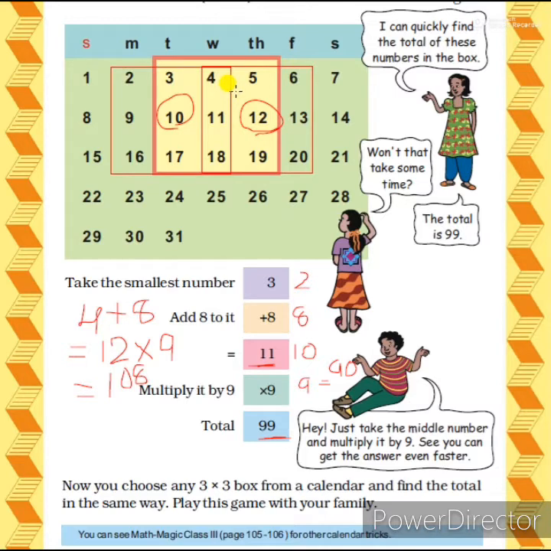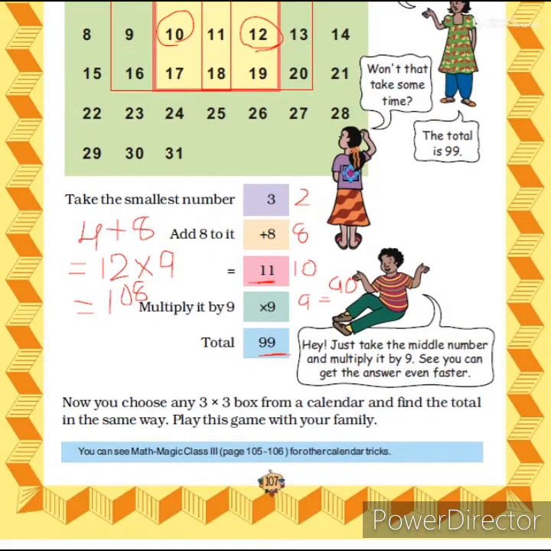Now you can take any other 3 into 3 boxes and find this yourself, or check whether the answers are correct. Now we will move to the next page of this chapter, page 108.